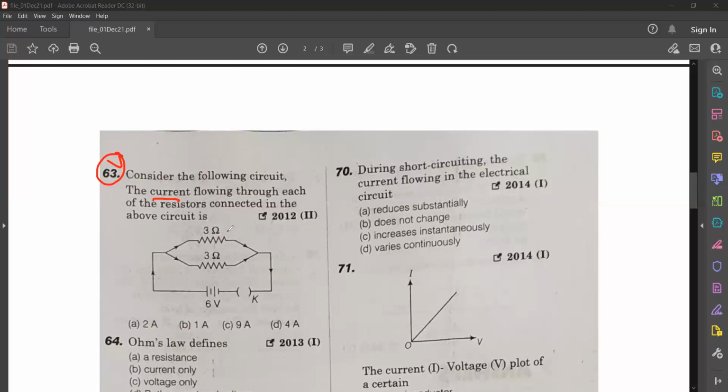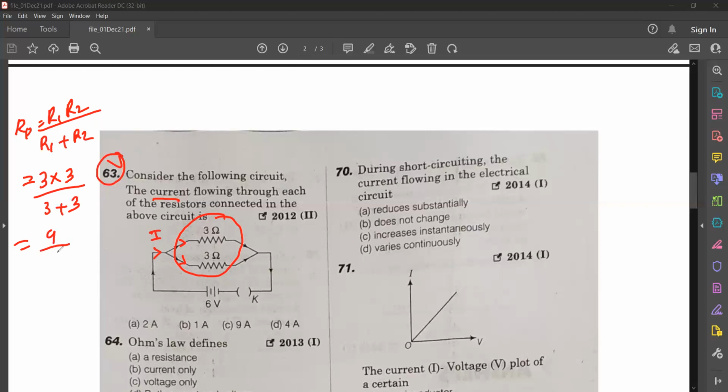See, here there is a parallel circuit. So what is the formula for finding the equivalent resistance? The current reaches this place and it divides into two currents, isn't it? So what is the combination of these resistors? Parallel. So RP is equal to R1 R2 by R1 plus R2, that is 3 into 3 by 3 plus 3, that is 9 by 6, 3 by 2. So RP is 3 by 2.